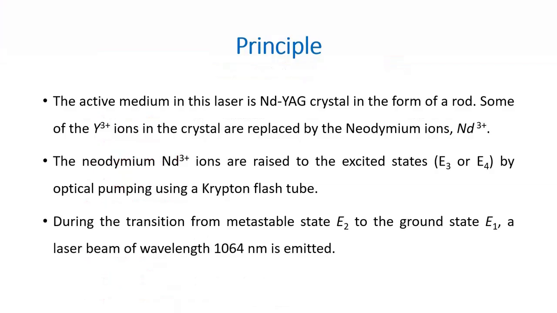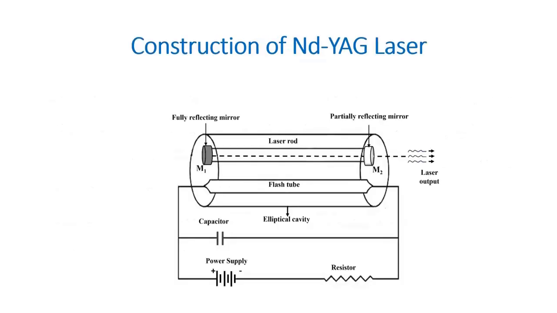Principle of Nd-YAG laser. The active medium in this laser is Nd-YAG crystal in the form of a rod. Some of the yttrium ions in the crystal are replaced or substituted by neodymium ions, Nd3+. The neodymium ions are raised to the excited states, either E3 or E4, by optical pumping using the flash lamp. During the transition from metastable state E2 to the ground state E1, a laser beam of wavelength 1064 nanometer is emitted. Construction. It consists of the active medium, a flash lamp and a resonator cavity.